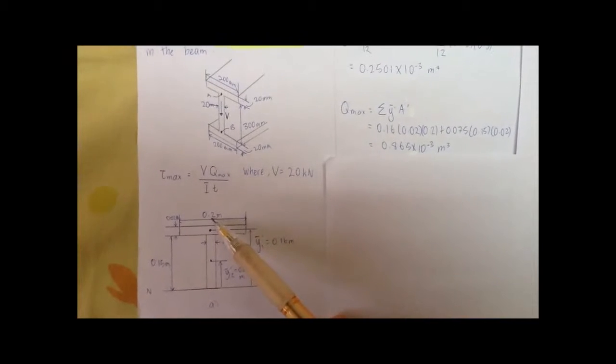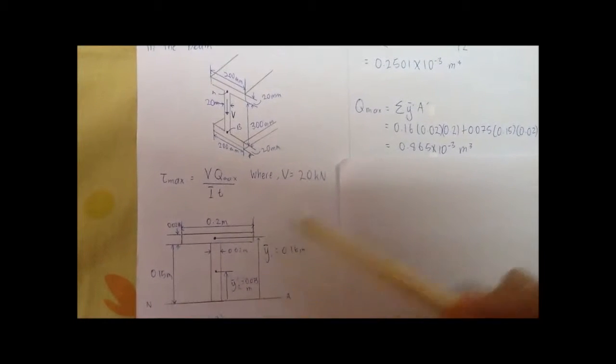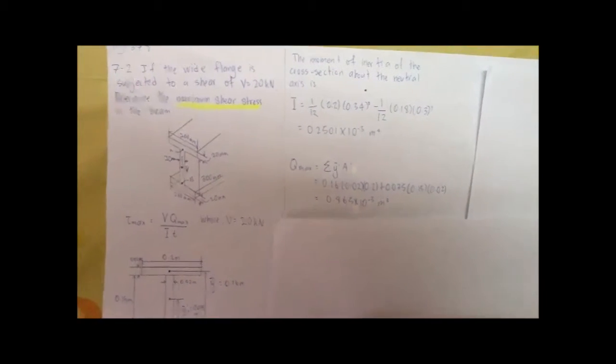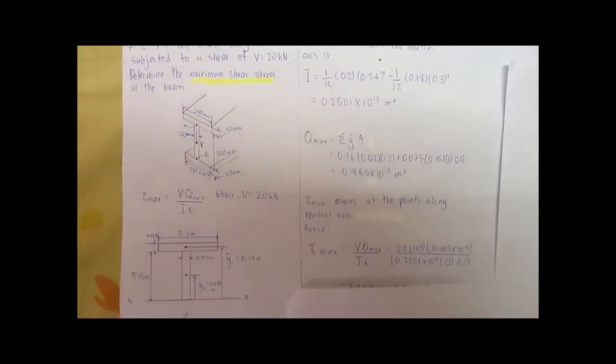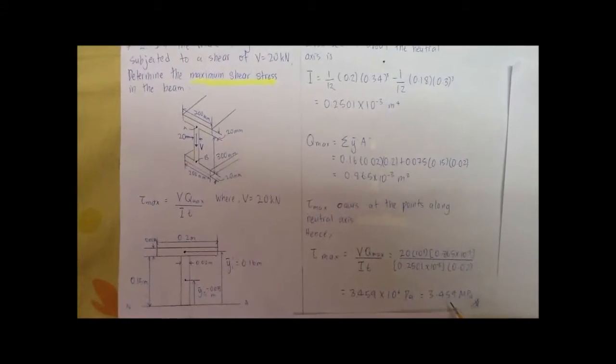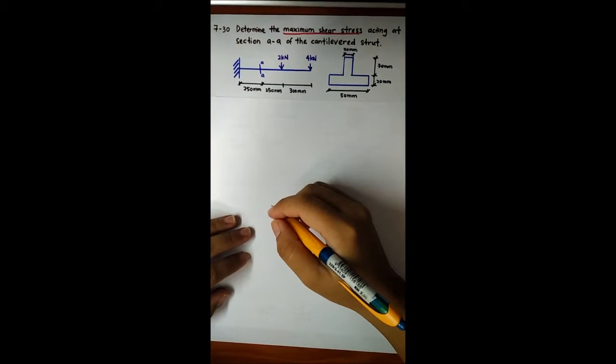Basically 0.02 multiplied by 0.2 and then multiplied by 0.16, plus 0.02 multiplied by 0.075 multiplied by 0.15, and you will get the answer, which is 0.865 multiplied by 10 to the power of negative 3. With that, we can find the maximum shear stress, which is 3.459 megapascal. Thank you.